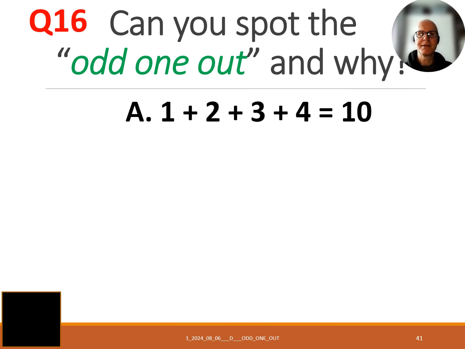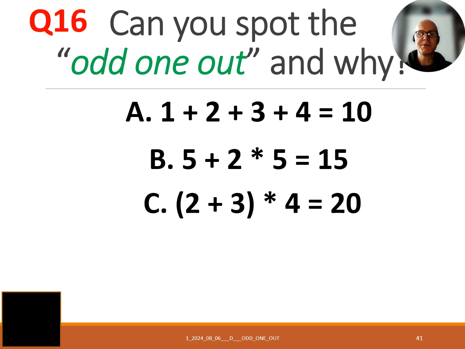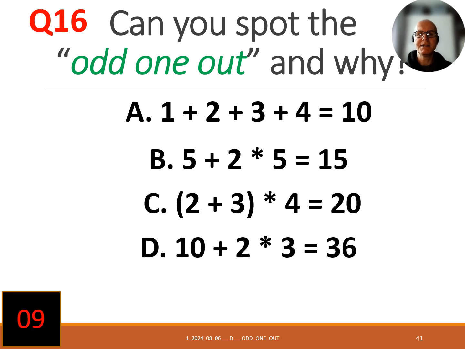Question 16. A BODMAS question. Use BODMAS for these next two questions, 16 and 17. 1 plus 2 plus 3 plus 4 equals 10. 5 plus 2 times 5 equals 15. 2 plus 3 in brackets times 4 equals 20. 10 plus 2 times 3 equals 36. Three of these formulas have the correct answer. One does not.